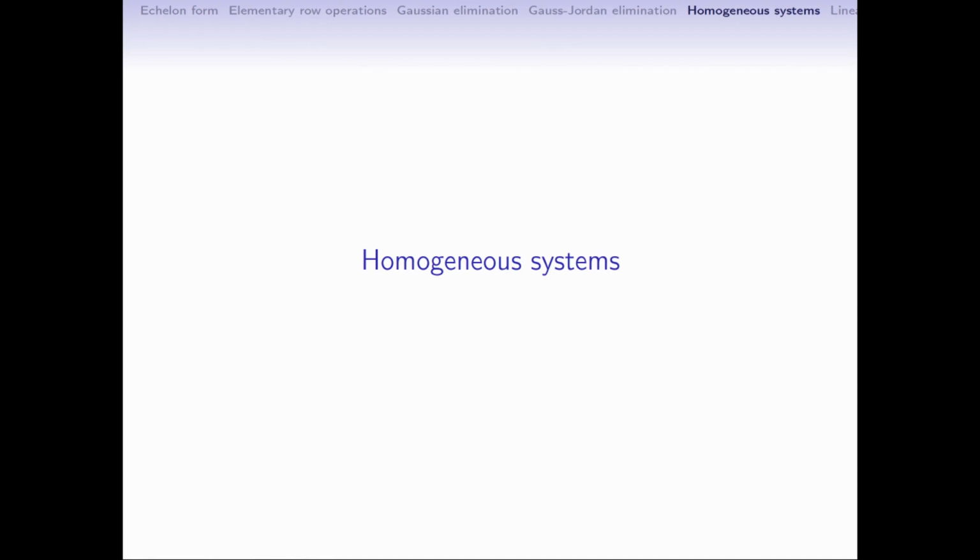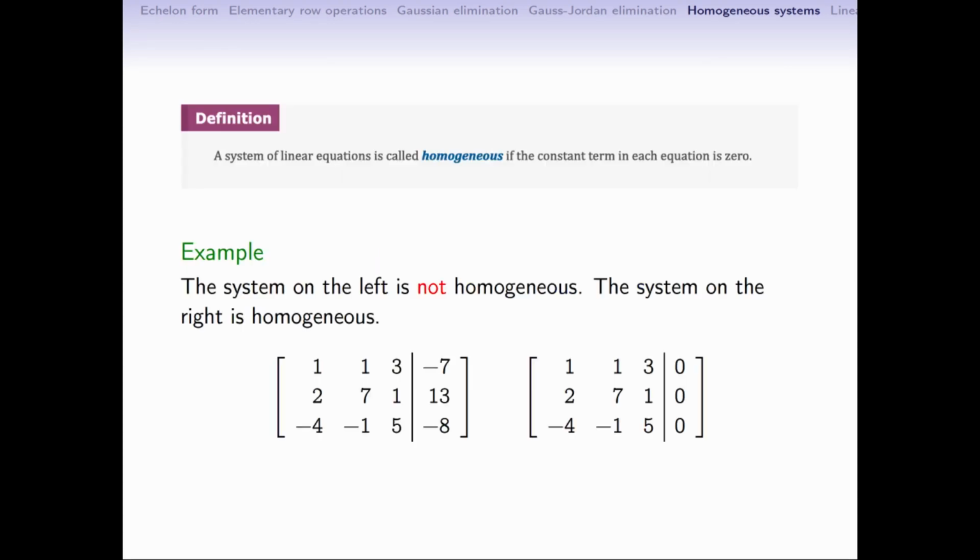Our next topic is homogeneous systems. Now, the definition of a homogeneous system is rather underwhelming. A system of linear equations is called homogeneous if the constant term in each equation is 0. So let's take a look at a couple of systems of equations written in augmented form. We can see that this system is not homogeneous because these constant terms are not all 0. Whereas this system is homogeneous because the constant terms, the terms on the right, are all equal to 0. So this is a rather underwhelming definition.